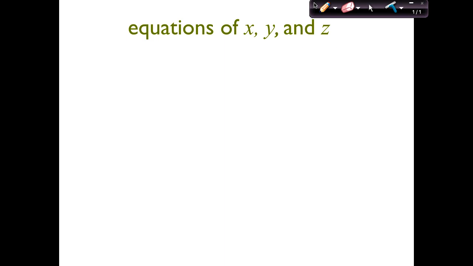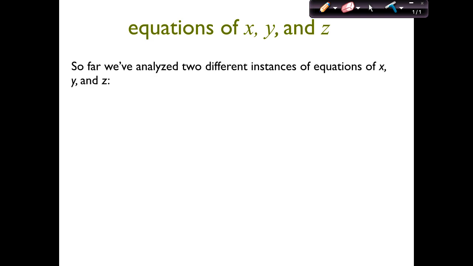So remember what the difference between a plane and a line was? A plane has two degrees of freedom, and a line has just one degree of freedom, and so our plane ended up being an equation of x, y, and z. Now we've seen another thing that has two degrees of freedom and was an equation of x, y, and z. Yeah, a sphere. That's right. These would be surfaces. So far we've analyzed two different instances of equations of x, y, and z: spheres and planes.